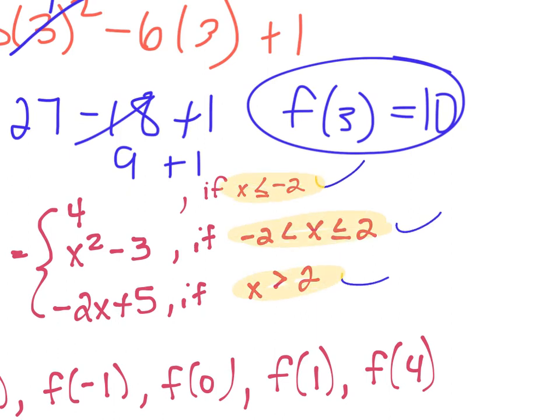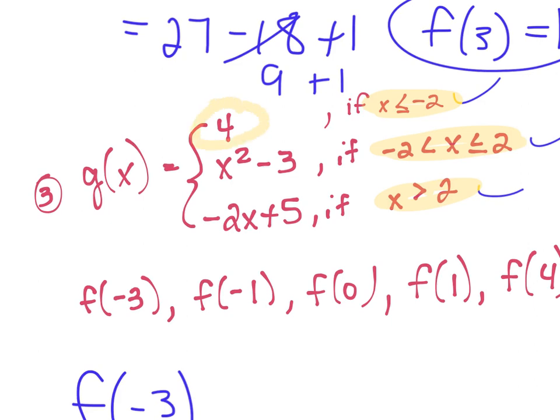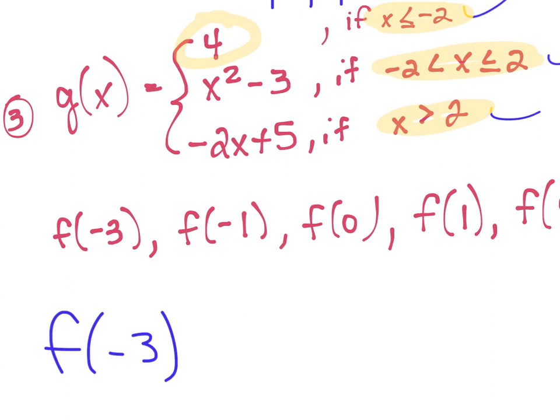Where does -3 fall? Is it less than or equal to -2? Is it in between -2 and +2? Or is it bigger than 2? The first one. So what is the value when I use -3? 4. It's just 4. You literally would write equals 4. That's an equal sign.